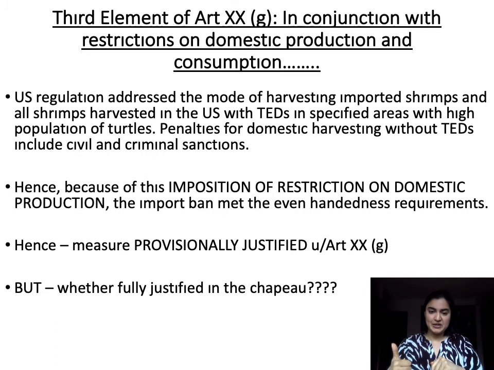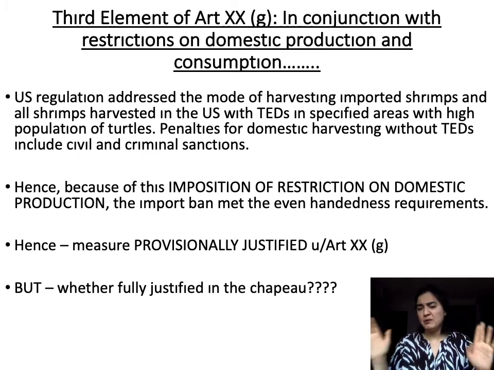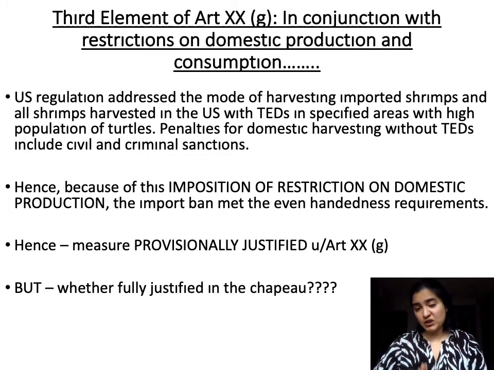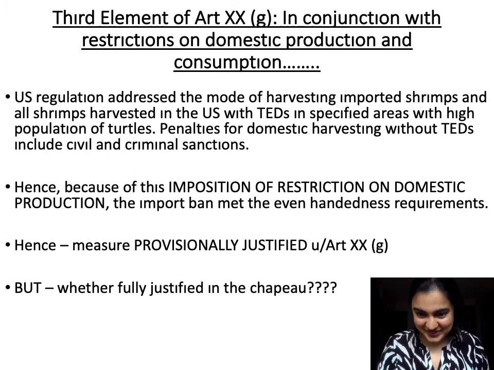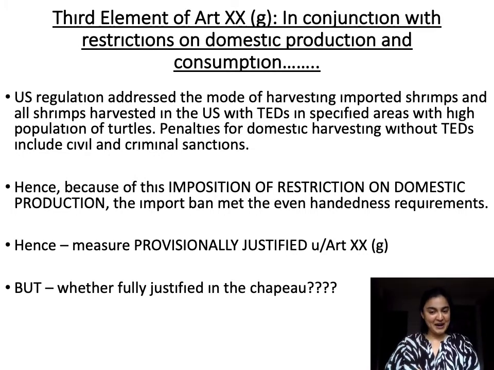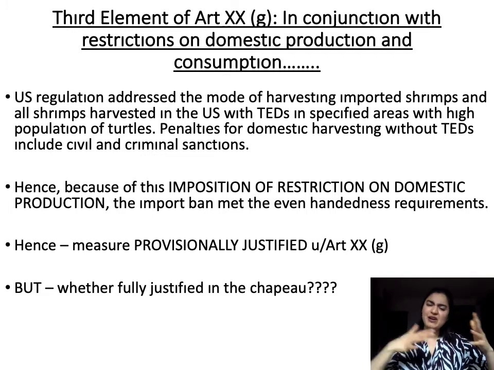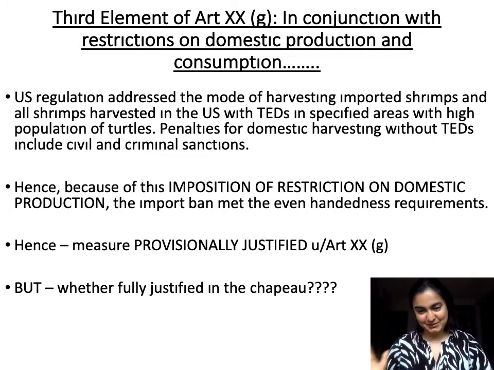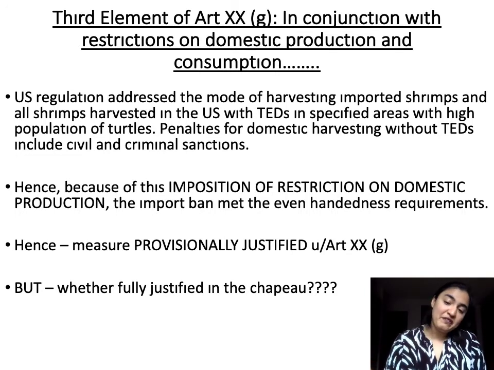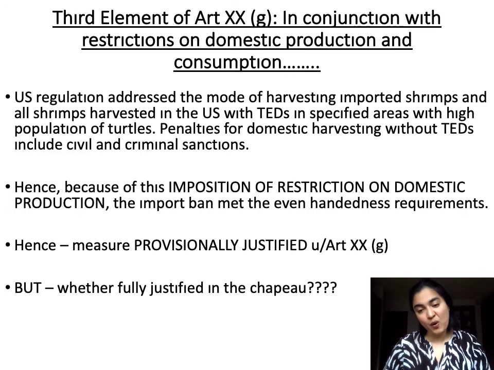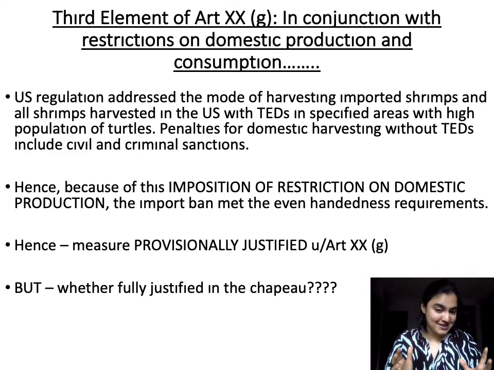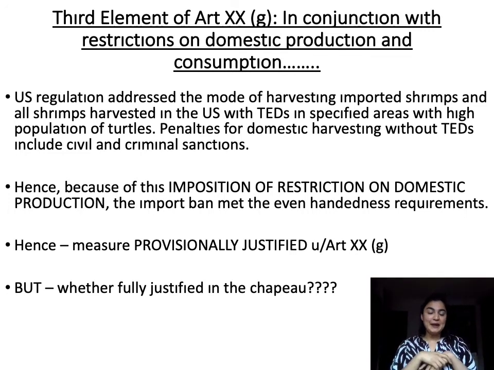First requirement of 20G, conservation of exhaustible natural resource. The panel said, yes, no problem. The US is doing this for the conservation of natural exhaustible resource. The second requirement, relating to, it's not necessary. Okay, so the element of necessity is not there. And the panel said, yes, the measure relates to the conservation of exhaustible natural resources. We don't know if it would be necessary, but the measure relates to. And Article 20G only requires a relation and not necessity between the end and the means, right?